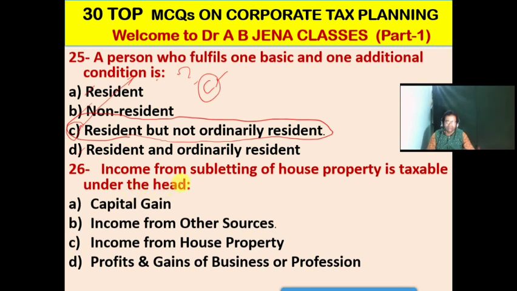So next one MCQ. Income from subletting of house property is taxable under the head of what? A, it's capital gain. B, it's income from other sources. C, it's income from house property. D, it's profits and gains of a business or a profession. Friends, B is the right option for this MCQ. Income from subletting of house property is taxable under the head of income from other sources.